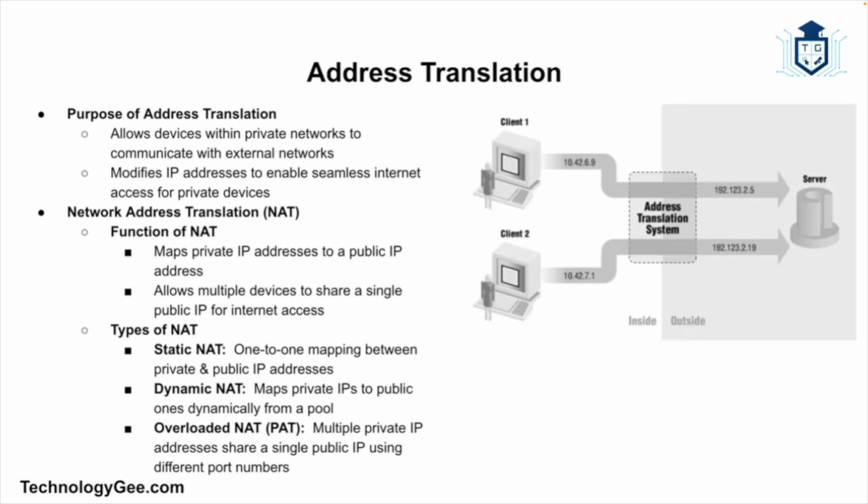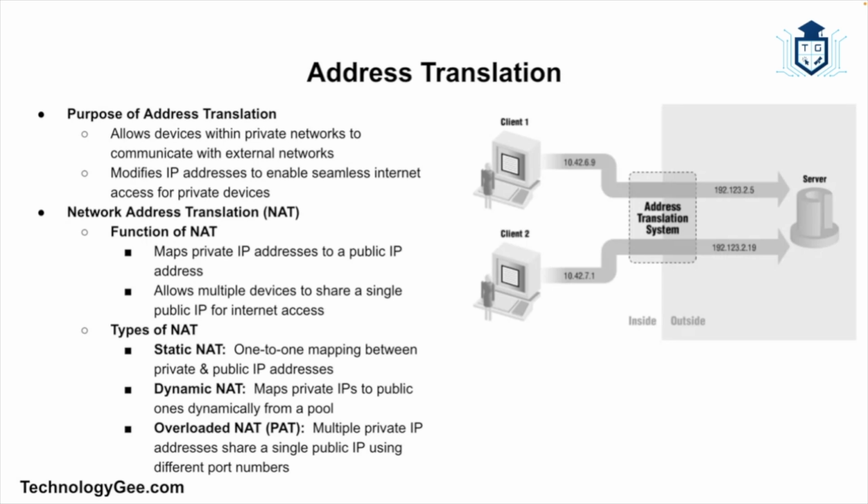We have different types of NAT. The first one is called static NAT, which is a one-to-one mapping between private and public IP addresses. You have dynamic NAT, which maps private IP addresses to public ones dynamically. And then you have overloaded NAT, or PAT, which stands for port address translation.